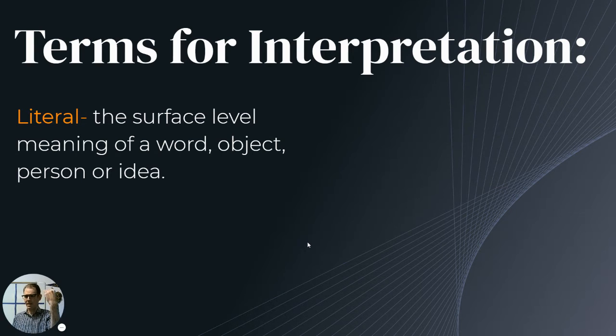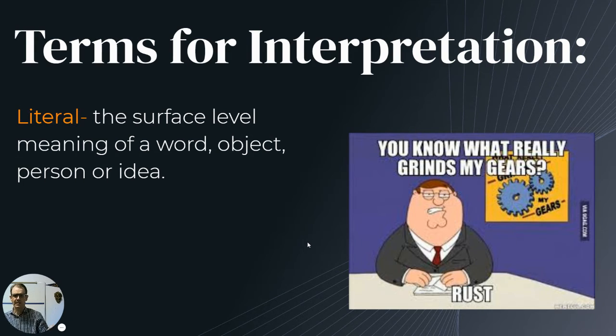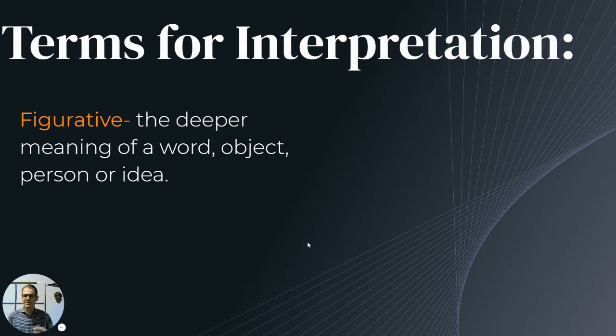So if I'm in my classroom, I'm looking at a desk. A desk, literally, is a place where a student sits to learn. Okay. And so, like this example, you know what really grinds my gears? Rust. Okay. So literally, gears, metal gears, right? They start to grind because of rust. That's literal. Okay. Figurative is the deeper meaning of a word, object, person, or idea.